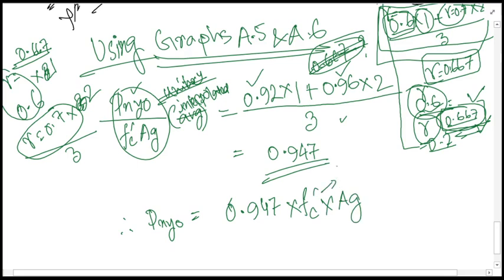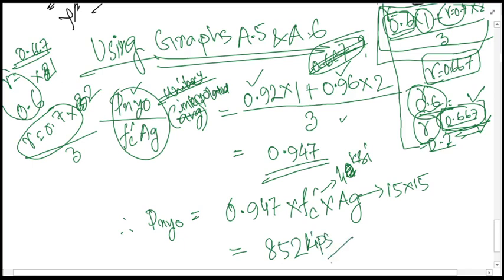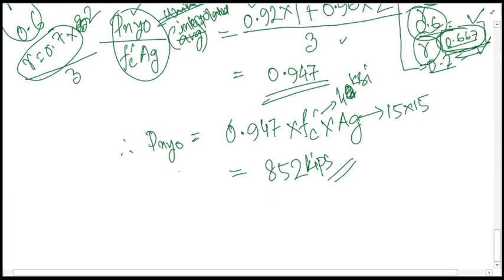So fc prime we already know is 4 ksi, and Ag, the gross area, we already know is 15 multiplied by 15. This will automatically give you the value, which is approximately 852. So 852 is the capacity in the y direction, about the y-axis, whenever we are concerned with the y-axis.